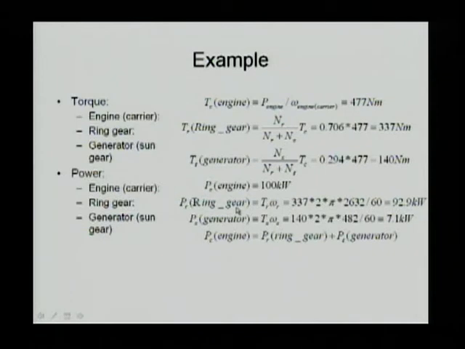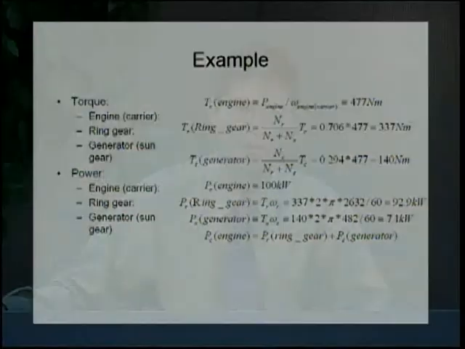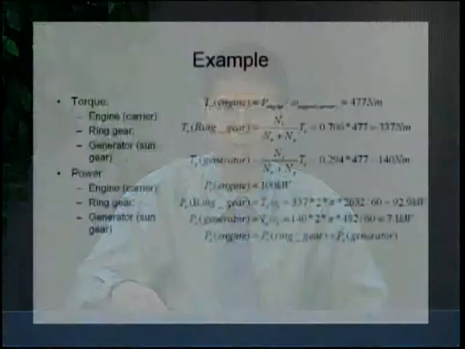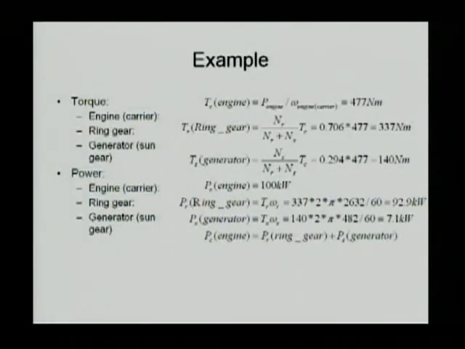The ring gear torque is transmitted to the final drive, directly driving the vehicle, but the sun gear torque is transmitted to the generator, which is going to generate electricity. Now, we already calculated from the last slide that it is going to run at 482 RPM. So we multiply the generator speed of 482 RPM by 140 Newton meters of torque on the generator shaft, and we can easily calculate the generator power is 7.1 kilowatts. So the ring gear power is 92.9 kilowatts, which is transmitted directly to the final drive, from engine to final drive. But 7.1 is going to be transmitted to the generator to become electricity.